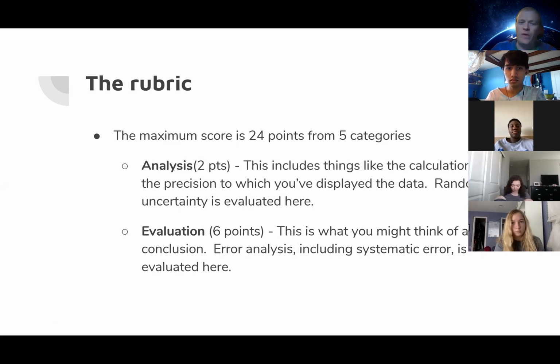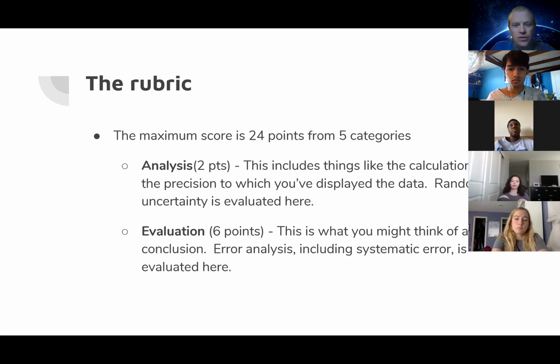Analysis is basically what you might think of as calculations and data tables, and things like precision, significant figures, and random uncertainty. All of that kind of stuff goes in this analysis section. So if you use a graduated cylinder, did you write it down with the correct number of digits? Are you displaying the digits with the appropriate precision? And are your calculations right, and things like that? Evaluation is what you might think of as the conclusion, basically. There's error analysis here.